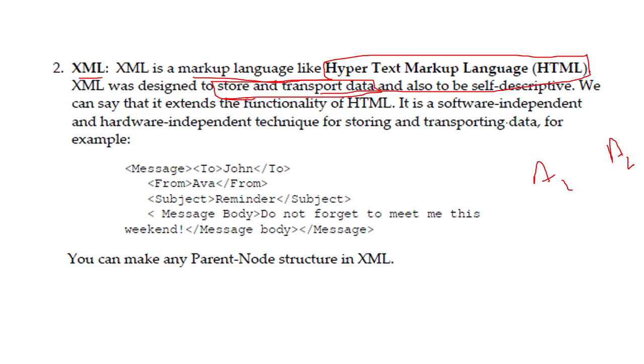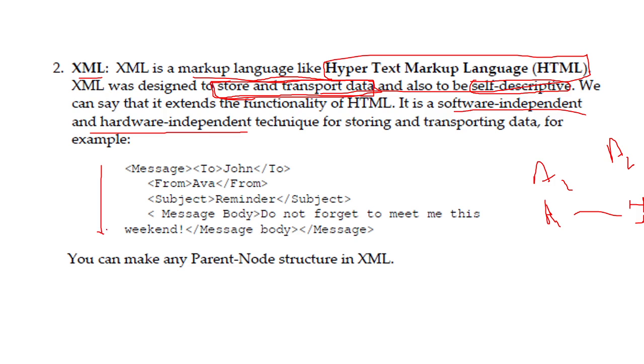But remember, the difference between XML and HTML is that XML is self-descriptive in nature, and it works in an independent fashion. Particularly, it is software independent and hardware independent also. Meaning, as I said, the main aim of XML is to store the data and to transport the data from one machine to another machine in an independent manner. That's what it says. There is an example over here.